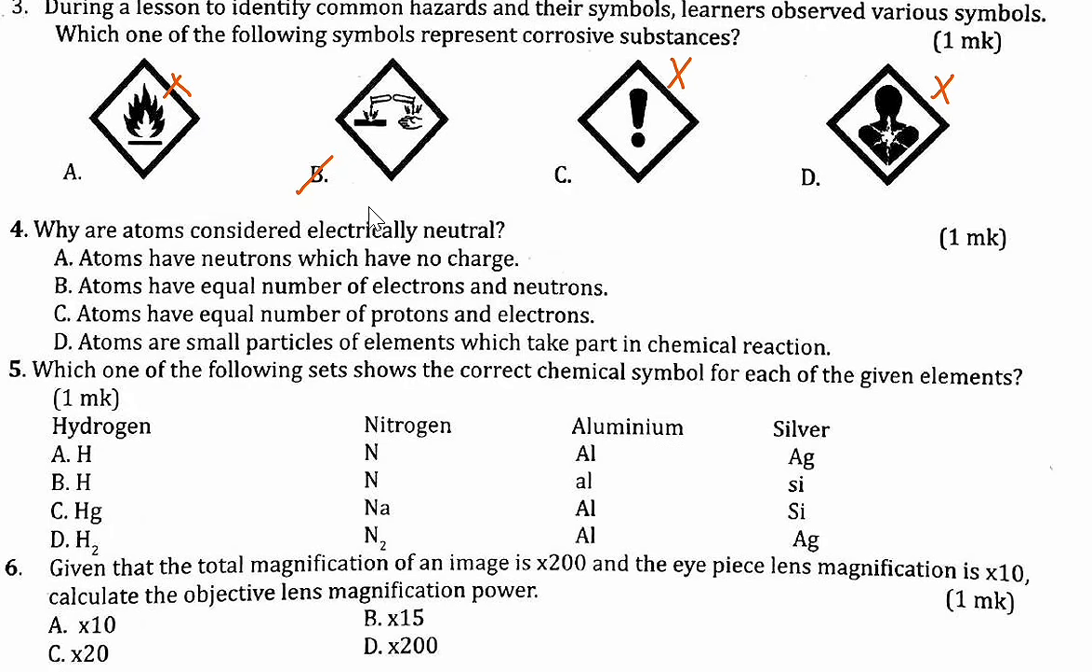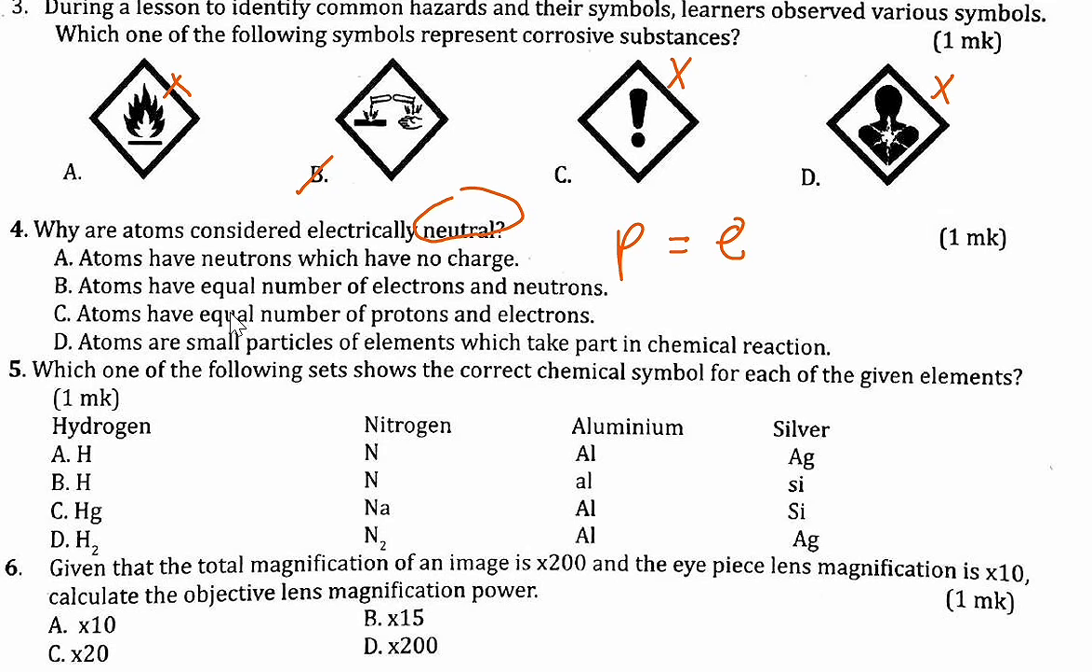Number 4, why are atoms considered electrically neutral? This is because we know that for every atom, the number of protons equals the number of electrons. The protons have a positive charge. The electrons have a negative charge. So when the two are equal, then it is considered to be neutral. And therefore the answer is not atoms have equal number of electrons and neutrons, that is not true.